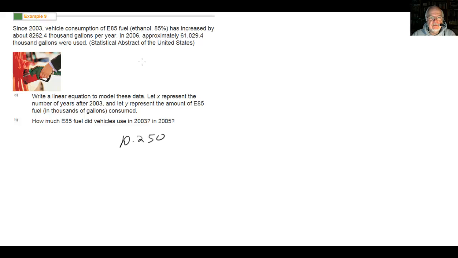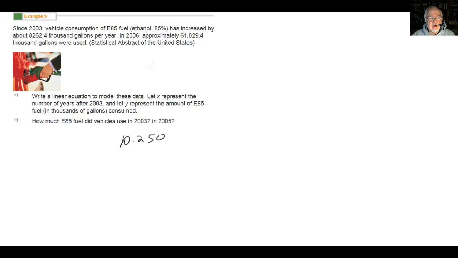Since 2003, vehicle consumption of E85 fuel, which apparently is 85% ethanol. Ooh, that's pretty concentrated. Anyway, this E85 fuel has increased by 8,262.4 thousand gallons per year. Alright, we could round that to about 8 million gallons a year. In 2006, approximately 61,029.4 thousand gallons were used. So that's 61 million gallons were used, roughly, according to the Statistical Abstract of the United States. Basically, this means this is real data. I mean, would the government lie to you?